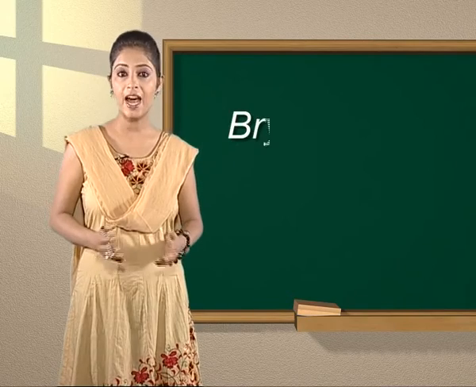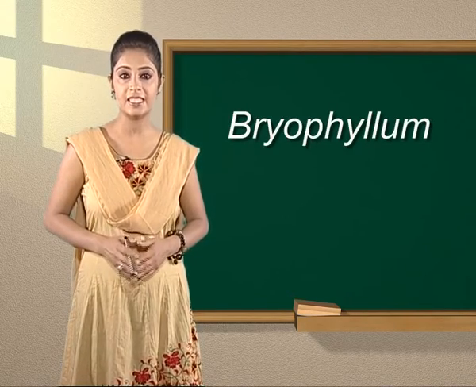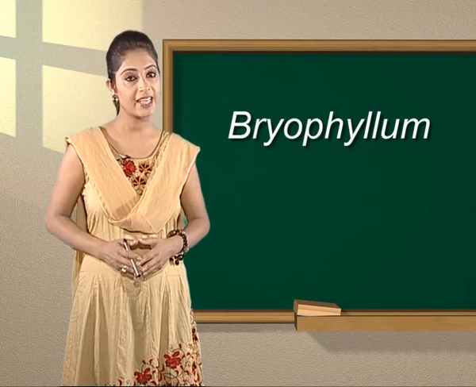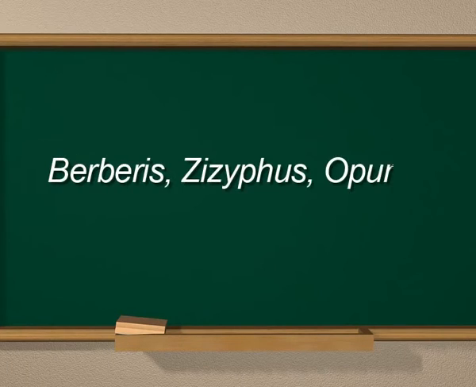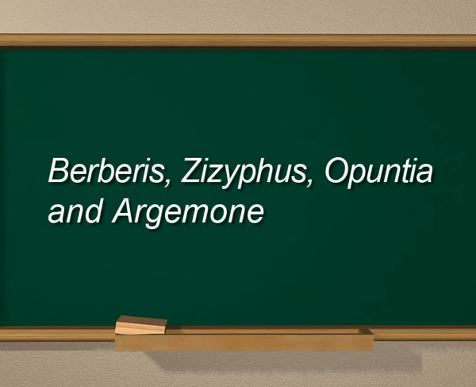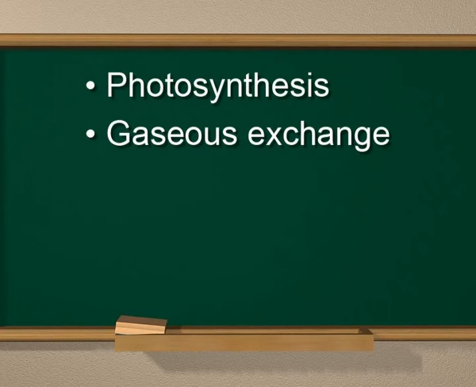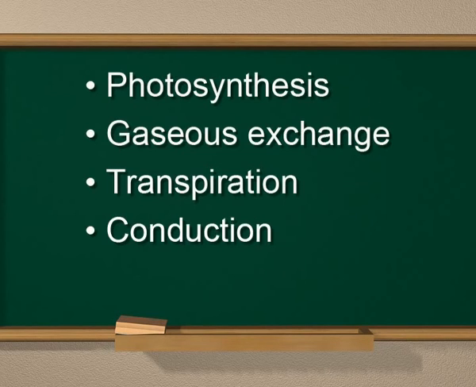The next question is, name the plant that reproduces by buds present on leaves. Answer. Bryophyllum reproduces by adventitious buds present on the margins of the leaves. Next question. Name the plants in which leaves are modified into spines. Answer. Berberis, Ziziphus, Opuntia and Argemone are plants whose leaves are modified into spines. The next question is, list some special functions of leaves. The answer is, leaves perform many functions such as photosynthesis, gaseous exchange, transpiration, conduction, and storage.